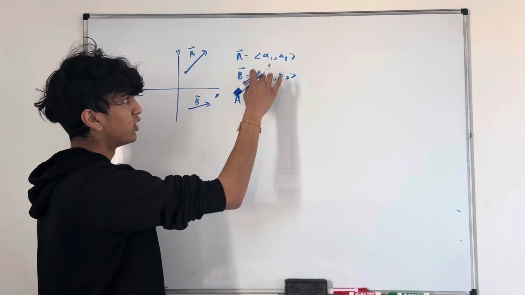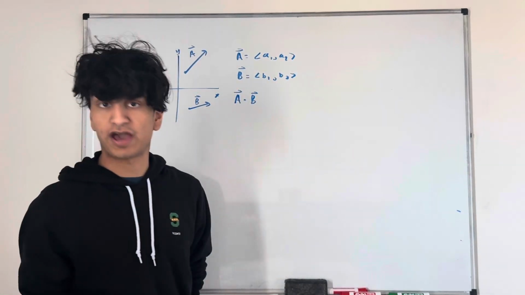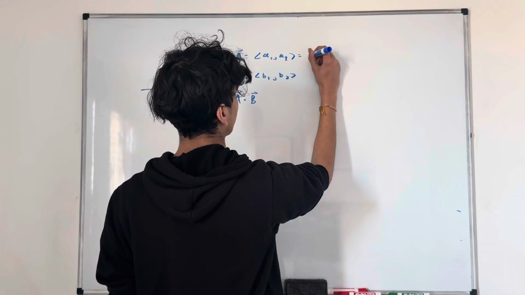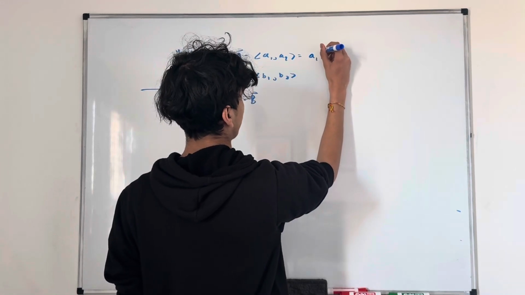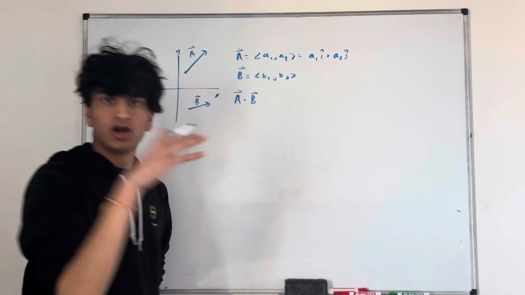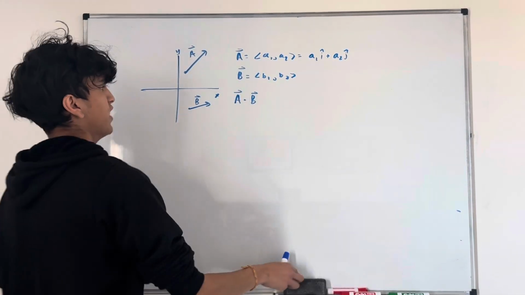And remember, A1, A2, B1, B2 are really scalars. Those are scalar quantities, because this is really the same thing as saying A1 times the vector I had plus A2 times the vector J had. So just remember, these are scalar quantities.